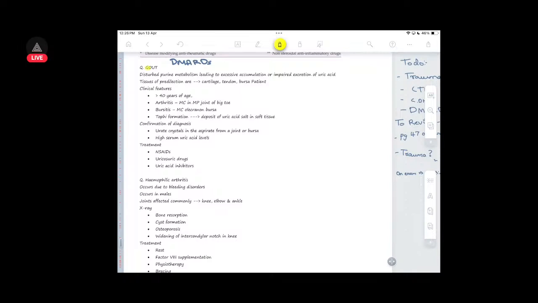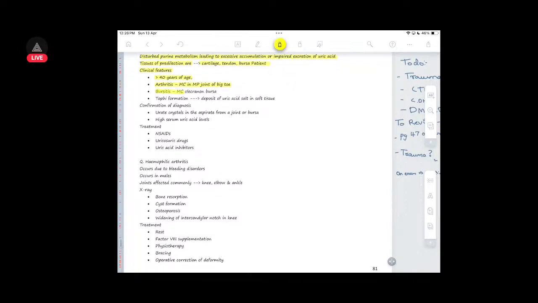So going on, we have gout, which is disturbed purine metabolism leading to excessive accumulation or impaired excretion of uric acid. Tissues of predilection are cartilage, tendon, and bursa. Clinical features: more than 40 years of age. Arthritis is most common in the metatarsophalangeal joint of the big toe. Bursitis is most common in the olecranon bursa, and tophus formation is there. Deposition of uric acid in the soft tissue is called tophus formation.